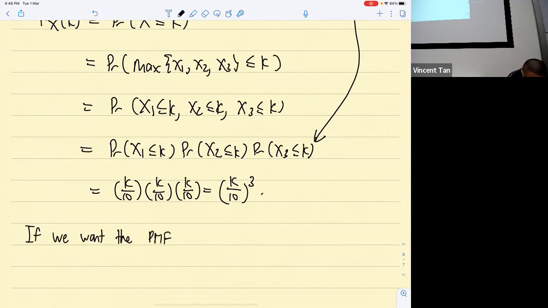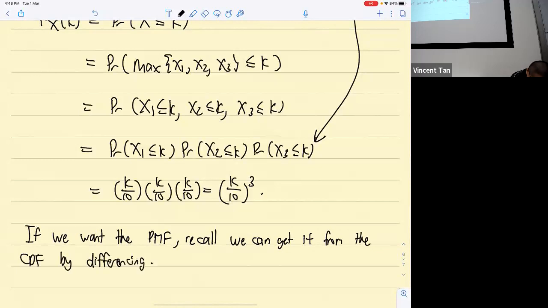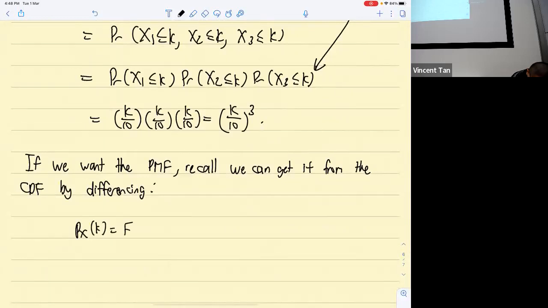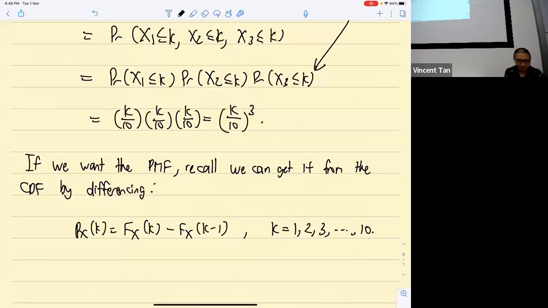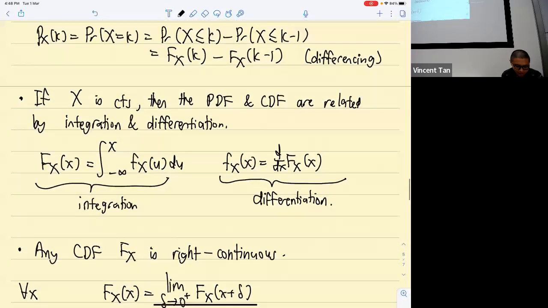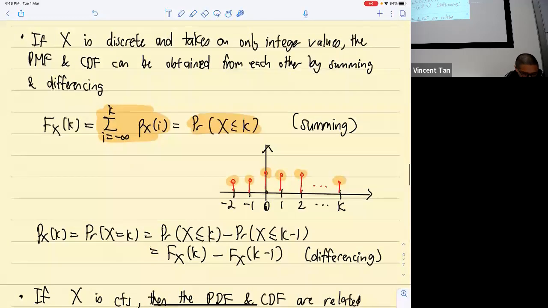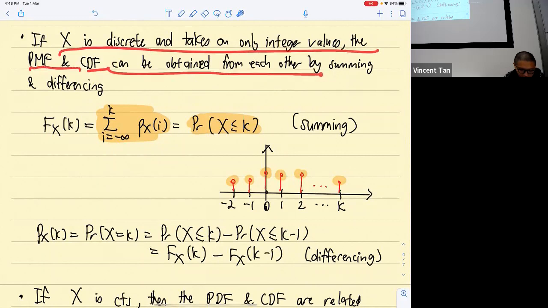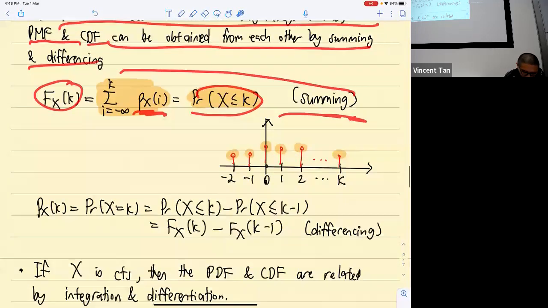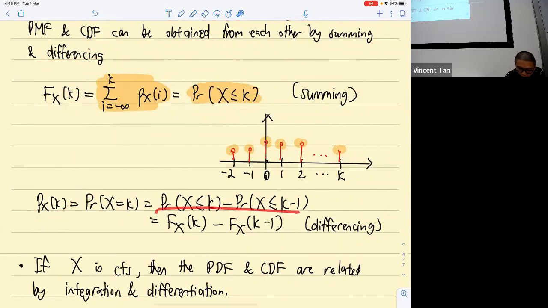Now, if we want the PMF, we can get it from the CDF by differencing. What is the meaning of differencing? Remember that Px of K is equal to nothing but Fx of K minus Fx of K minus 1, and here K runs from 1 all the way up to 10. I mentioned this formula just now when I mentioned the properties of the PMF and the CDF. If X is discrete and takes on only integer values, then these 2 objects can be obtained from each other by summing and differencing. If you want to get the CDF from the PMF, you do the summing. If you want to get the PMF from the CDF, you do differencing.